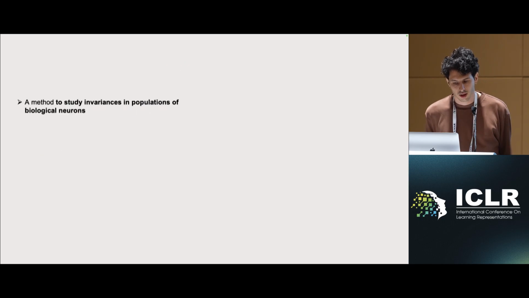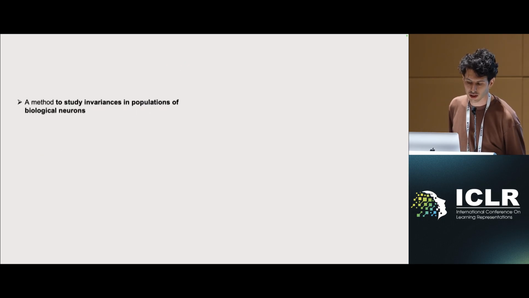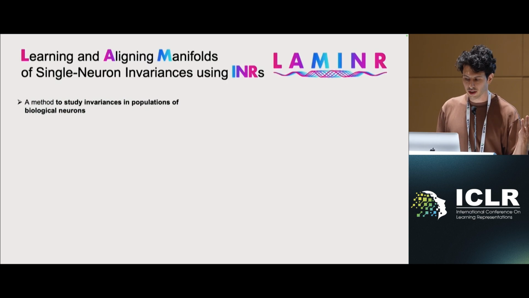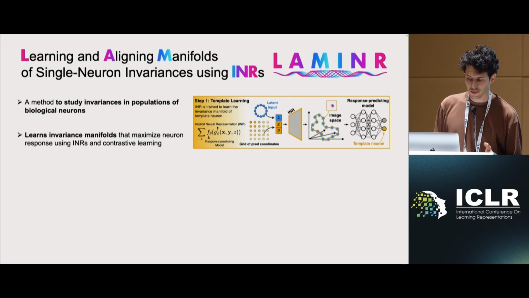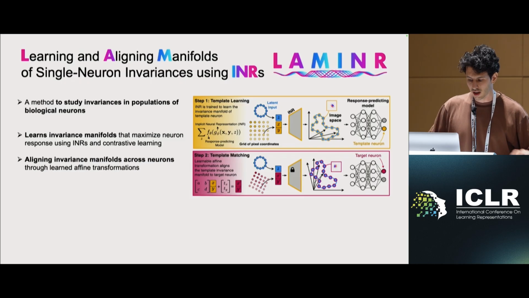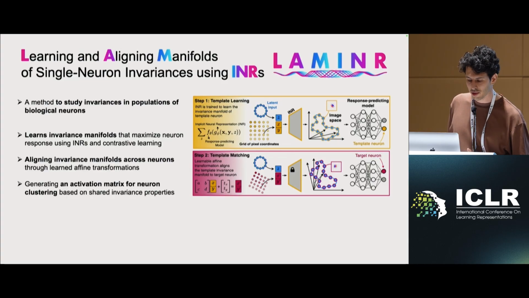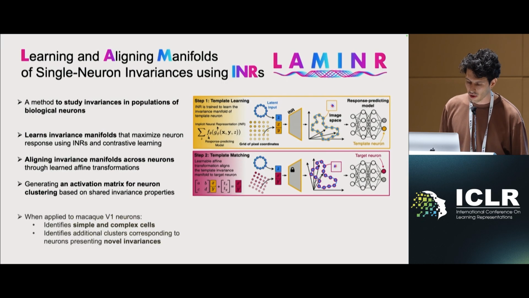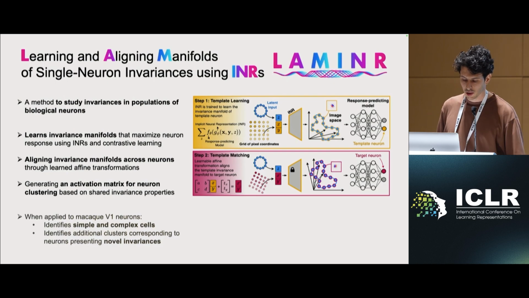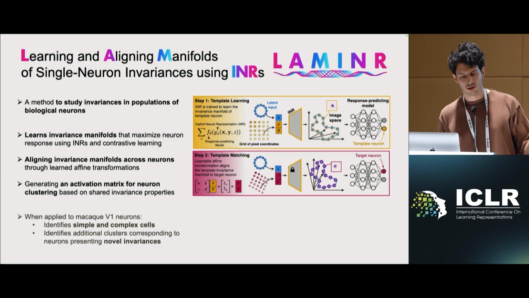So, in conclusion, we presented a method to study invariances in populations of biological neurons. We call this method LAMINAR because it learns invariance manifolds and aligns them across populations of neurons using INRs. Through LAMINAR we can generate an activation matrix that we can use for neuron clustering based on shared invariance properties. When we apply LAMINAR on a population of macaque V1 neurons, we identify simple and complex cells, but also additional clusters corresponding to neurons presenting novel invariances.